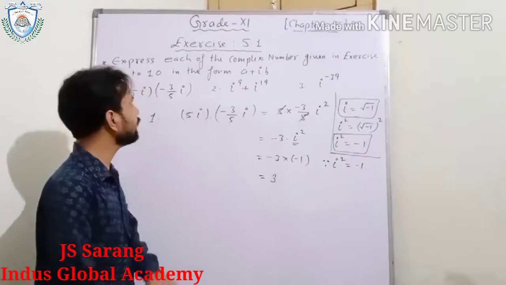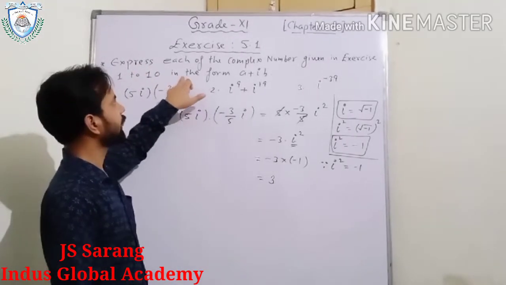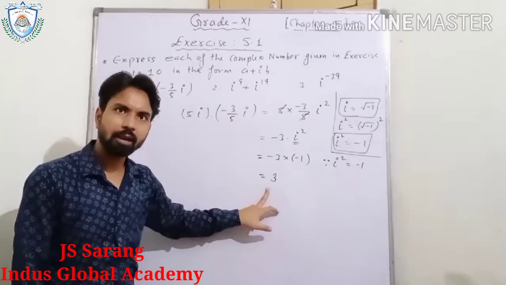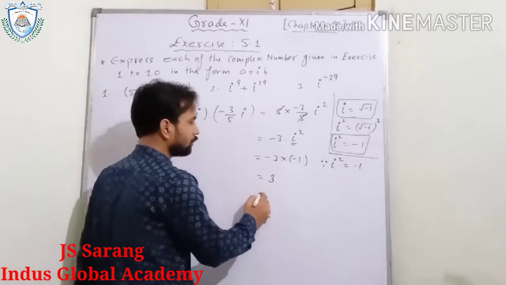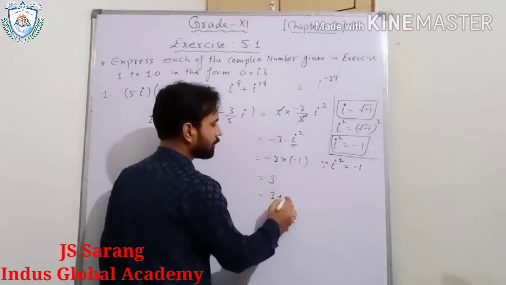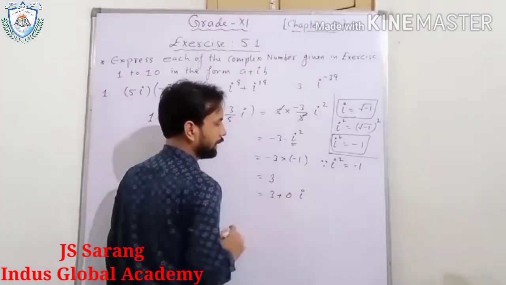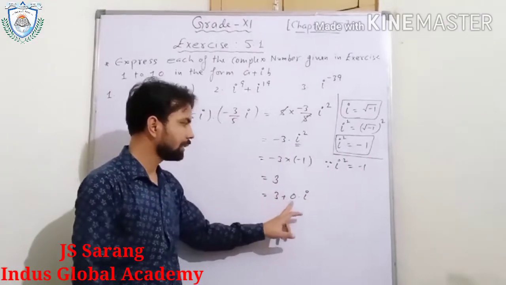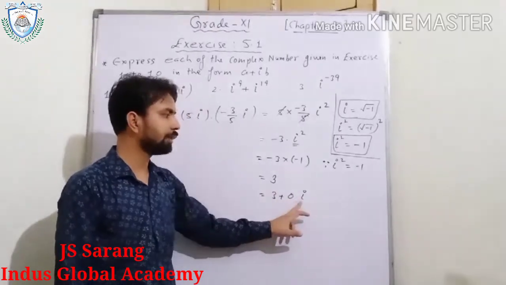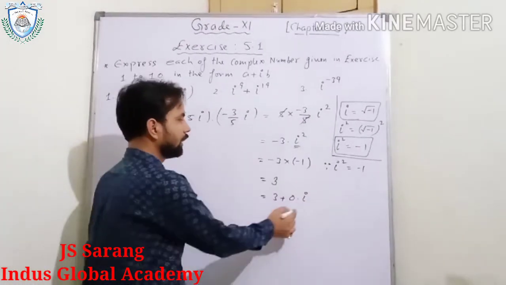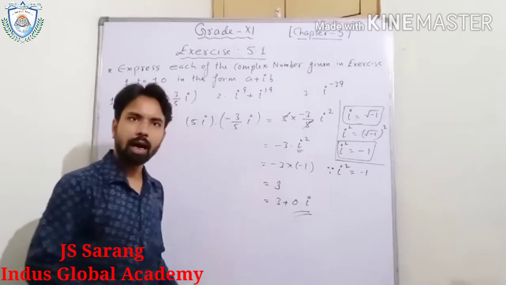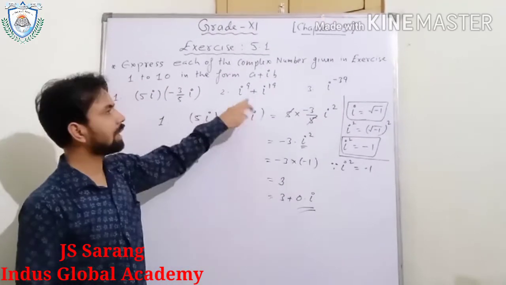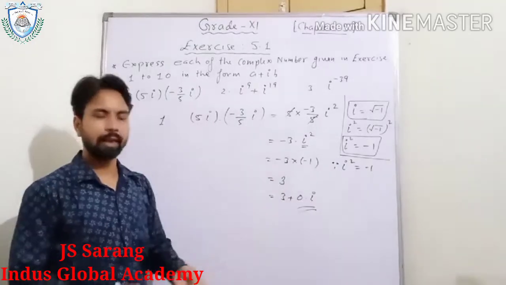But the question is saying express this complex number in the form a plus ib. But it is not in the form a plus ib. So what can we do? 3 plus 0 into i, because the imaginary part is not present, so we have to put 0 there. So 3 plus 0 into i. So this is now in the form a plus ib. Understood? Clear? Okay. I am taking another example so it will be more clear.